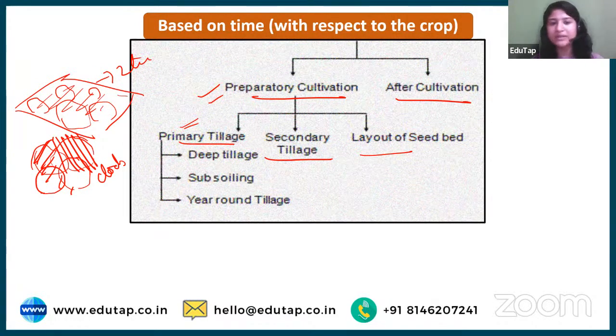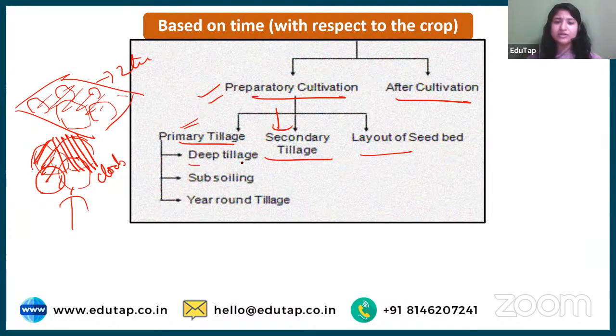But currently you have to understand what preparatory cultivation is. Two tillages happen, okay, primary tillage and secondary tillage. Primary tillage will help to break down the clods, meaning to disrupt the soil, but bigger clods will be formed. Now these bigger clods will be further broken down into finer particles with the help of secondary tillage. ठीक है, ये इतना समझ में आ गया? I hope this is clear.